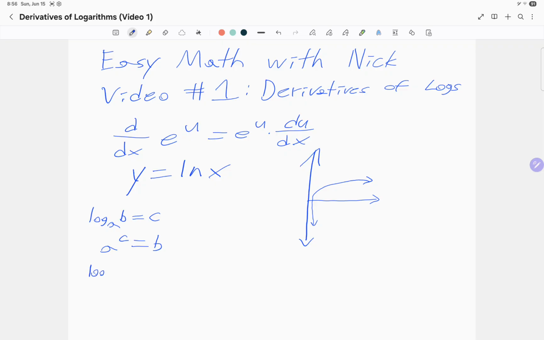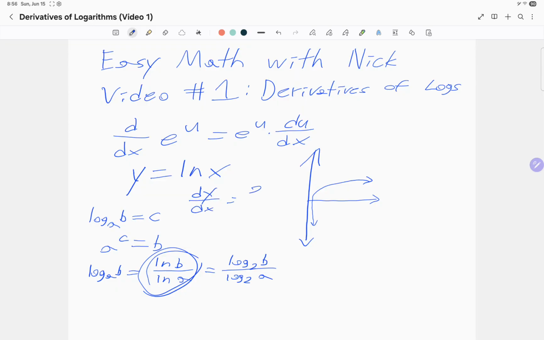So if we have log base a of b, it is equal to ln of b over ln of a. But this really applies to any base. So this could be log base 2 of b over log base 2 of a, or whatever. But we're going to be sticking to ln. This is going to be useful for what we're doing today.